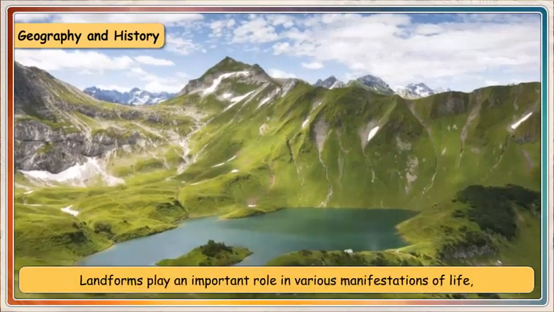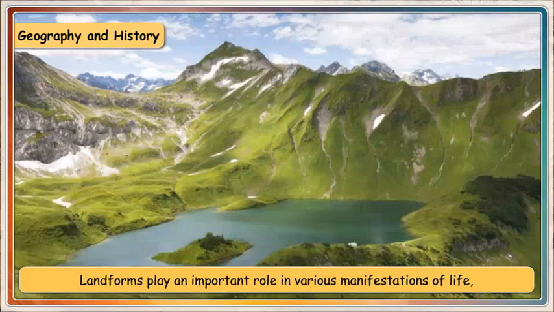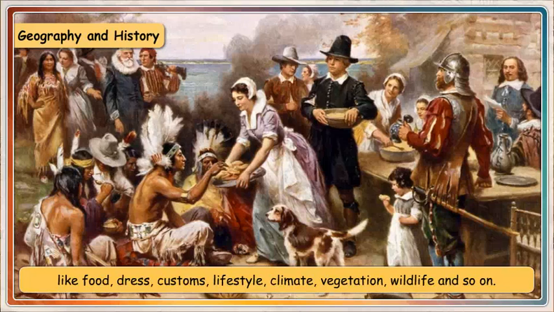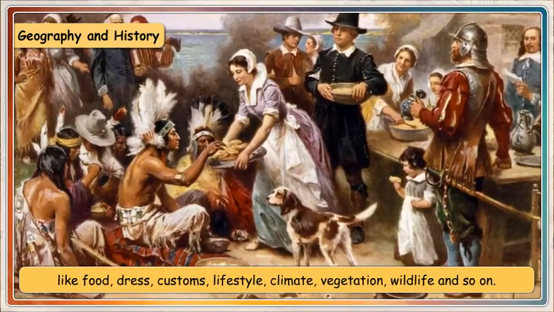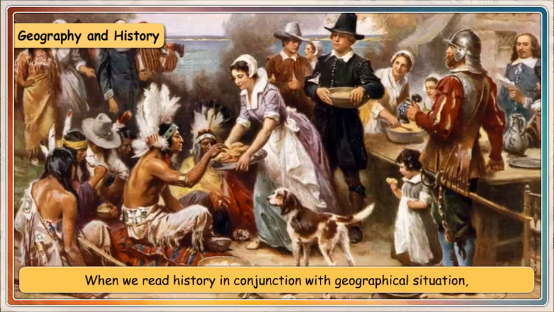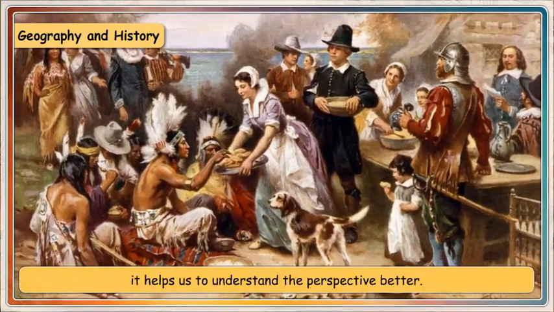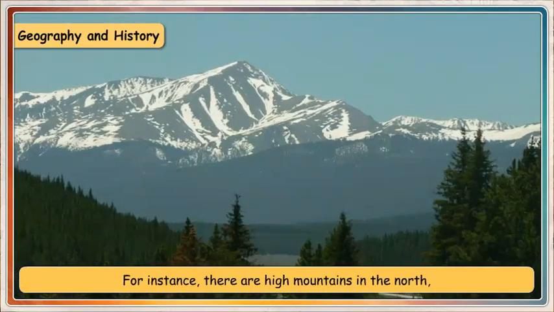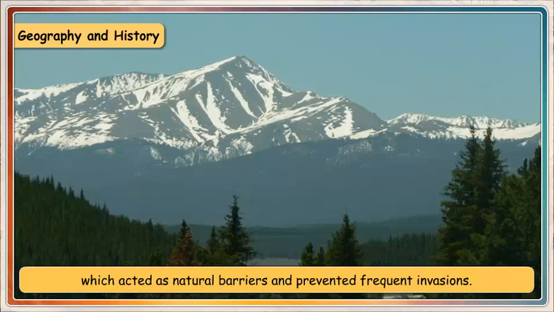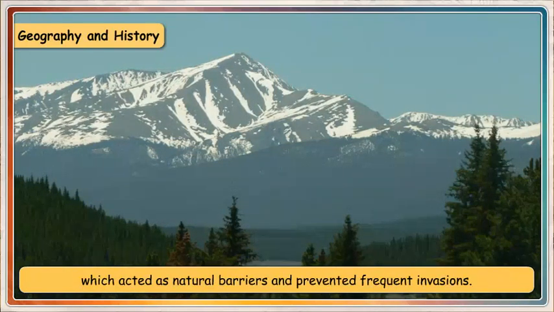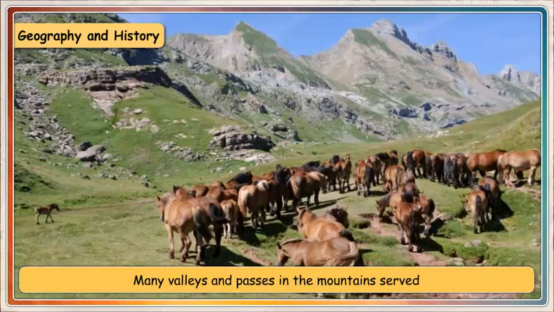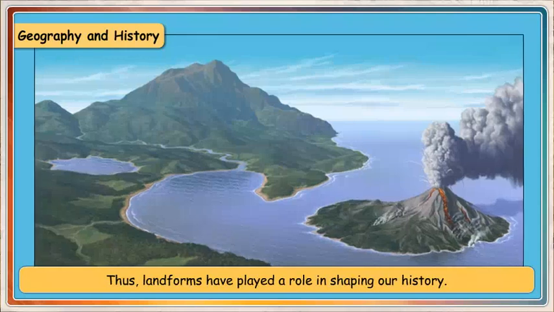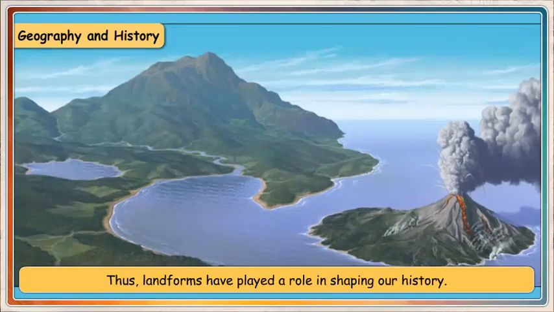Geography and history. Landforms play an important role in various manifestations of life, like food, dress, customs, lifestyle, climate, vegetation, wildlife, and so on. When we read history in conjunction with geographical situation, it helps us to understand the perspective better. For instance, there are high mountains in the north which acted as natural barriers and prevented frequent invasions. Many valleys and passes on the mountains served as routes of contact since ancient times. Thus, landforms have played a role in shaping our history.